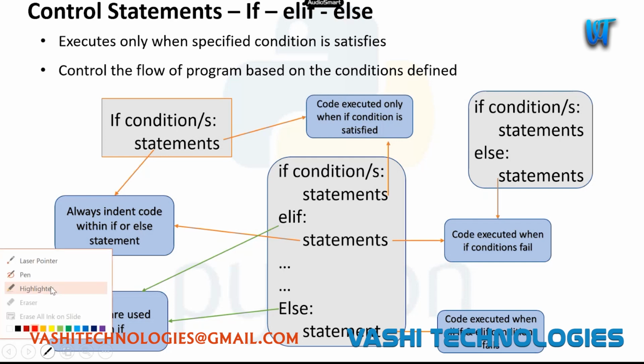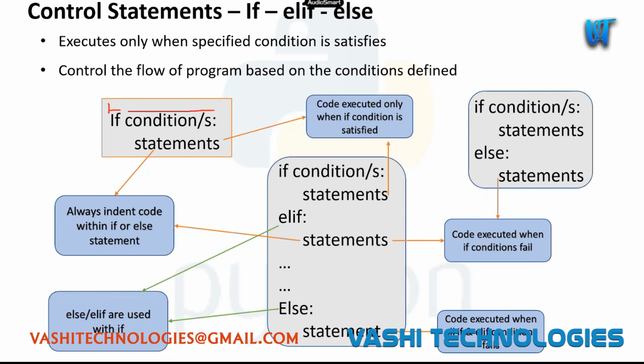Just let me take annotation. So if you see the syntax for the if statement, we need the keyword if, and it should be followed by a condition or conditions. We can define a single condition or multiple conditions. If the condition is satisfied and true, then the statement inside if will be executed. If the condition is false, then the program flow won't go into the if statement. It will just skip that if block.